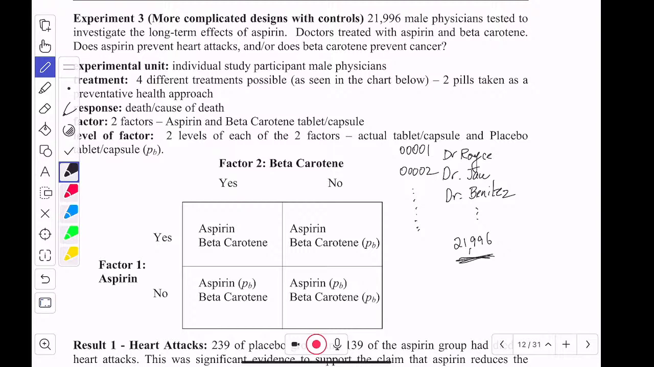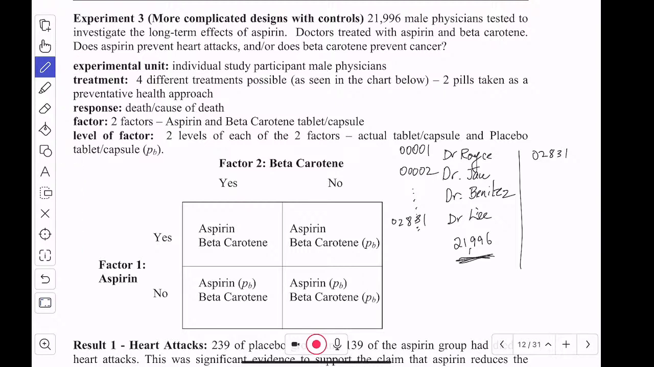The next thing we do is use a random digits generator, or we could put 21,996 slips of paper with these labels into a hat. But we're probably going to use a number generator, and it will give us a list. Let's say the first one in that list was 02831. So you go down to 02831, and that's Dr. Lee. So Dr. Lee ends up in the study.